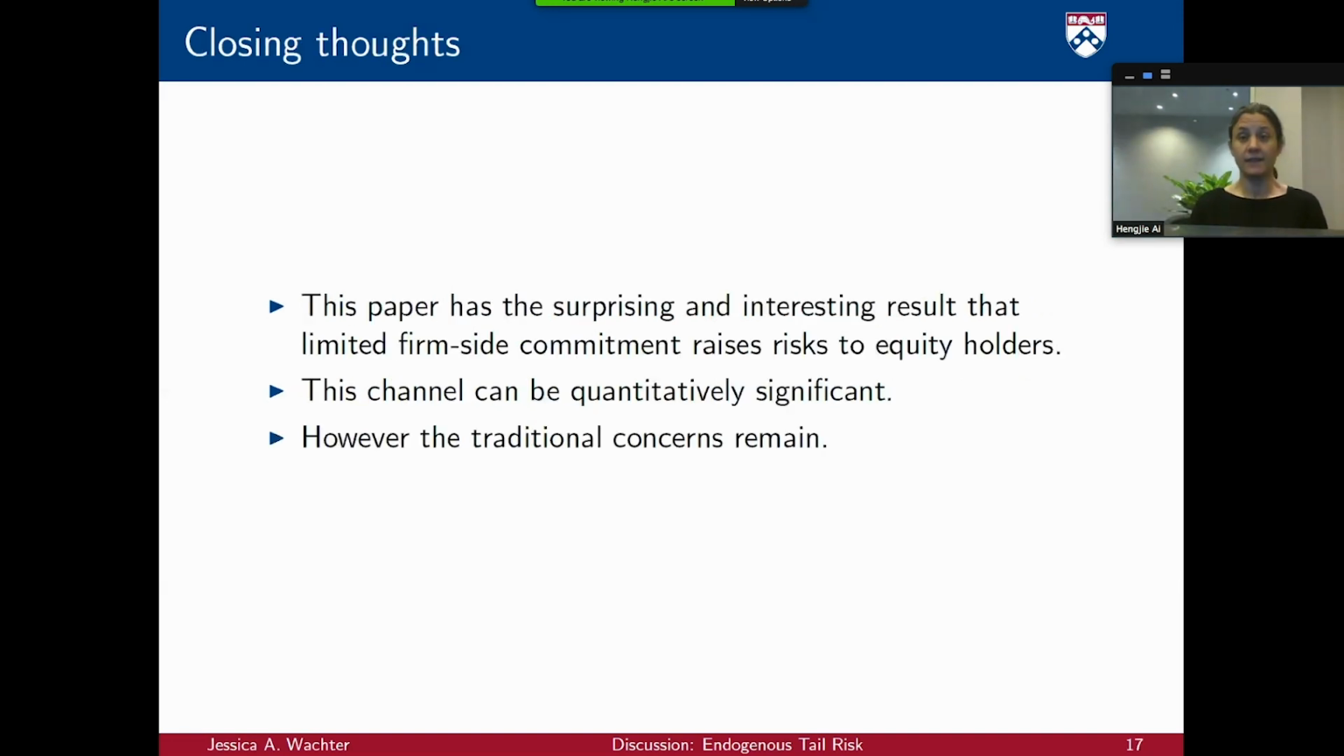However, just to close, I think this paper really has a surprising and interesting result that limited firm side commitment raises risk to equity holders. I don't think I ever would have expected that. I think it's really neat that the authors can show that. I think it's especially valuable that they don't just conjecture that this is true, but they show that it actually can be quantitatively significant. No paper can do everything. I think the traditional concerns that I outlined, they're still there.